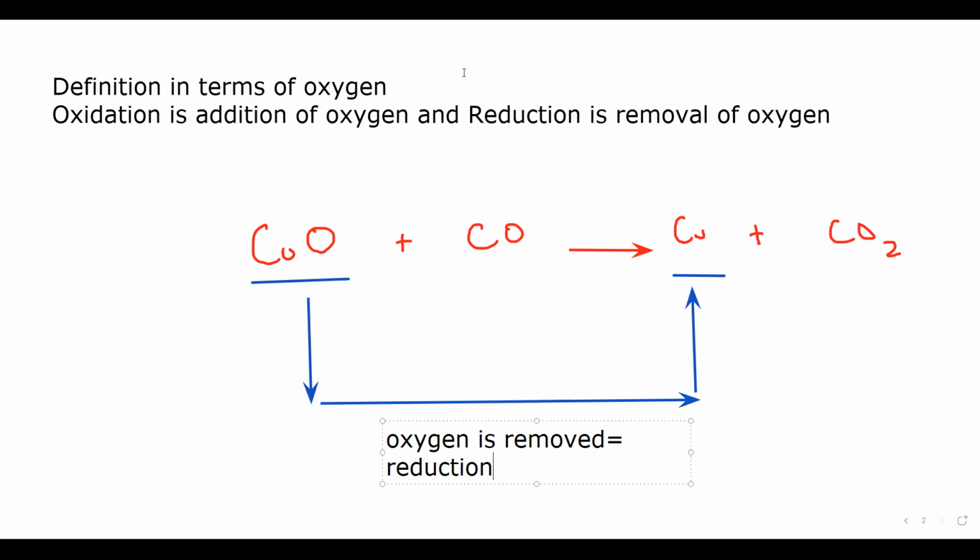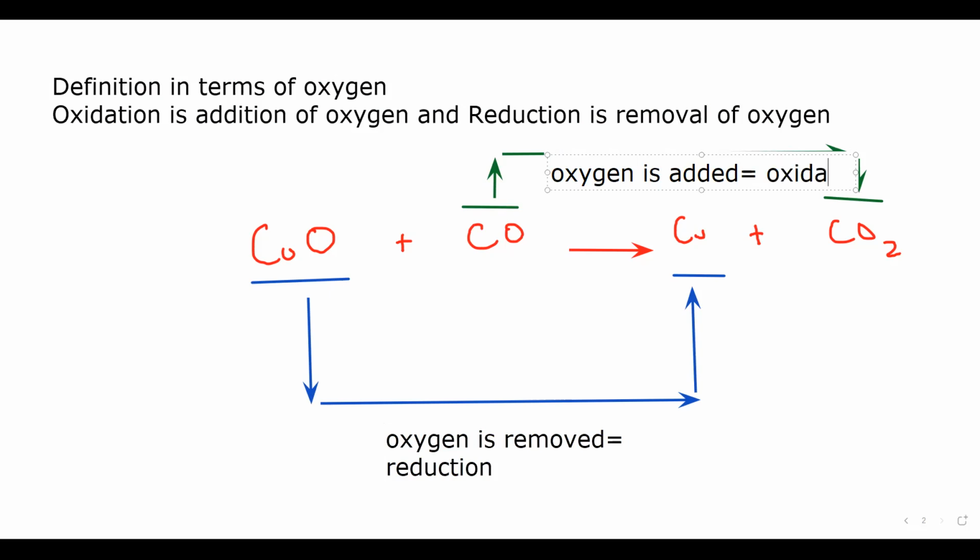And when we check the other part, the carbon monoxide, first it is carbon monoxide and then it turned into carbon dioxide. So when we check the change, first there is only one oxygen, but then there are two oxygens. So it means oxygen is added. And when oxygen is added, what do we call this change? We call this change oxidation. So oxidation is addition of oxygen and reduction is removal of oxygen. Is this example clear? The second definition is in terms of oxygen.